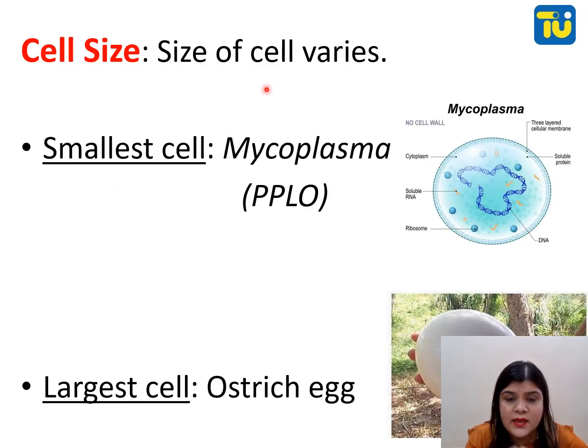Cell size. Size of cells vary. Smallest cell is mycoplasma, or you can also say PPLO. Full form of PPLO is pleuropneumonia like organism. Pneumonia also starts with P. P is silent. Okay. The largest cell is the ostrich egg.